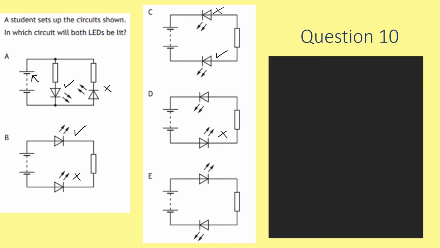This one at the top is pointing towards the positive terminal, so that's incorrect as well. And then option E, first LED in the bottom is pointing towards the negative, and the LED at the top is also going towards the negative. So our answer is E.